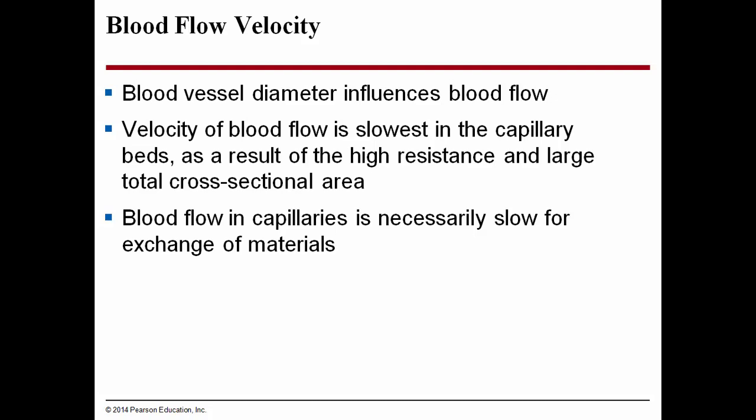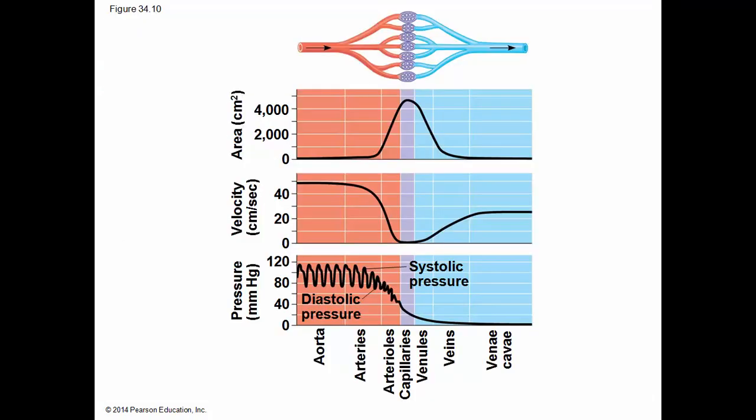It would be like if you took that garden hose and put an attachment onto it that sprayed soft water. What that attachment allows for is multiple ports for the water to exit. So velocity of blood flow is slowest in the capillary beds as a result of the high resistance and large total cross-sectional area. Blood flow in capillaries is necessarily slow for exchange of materials.